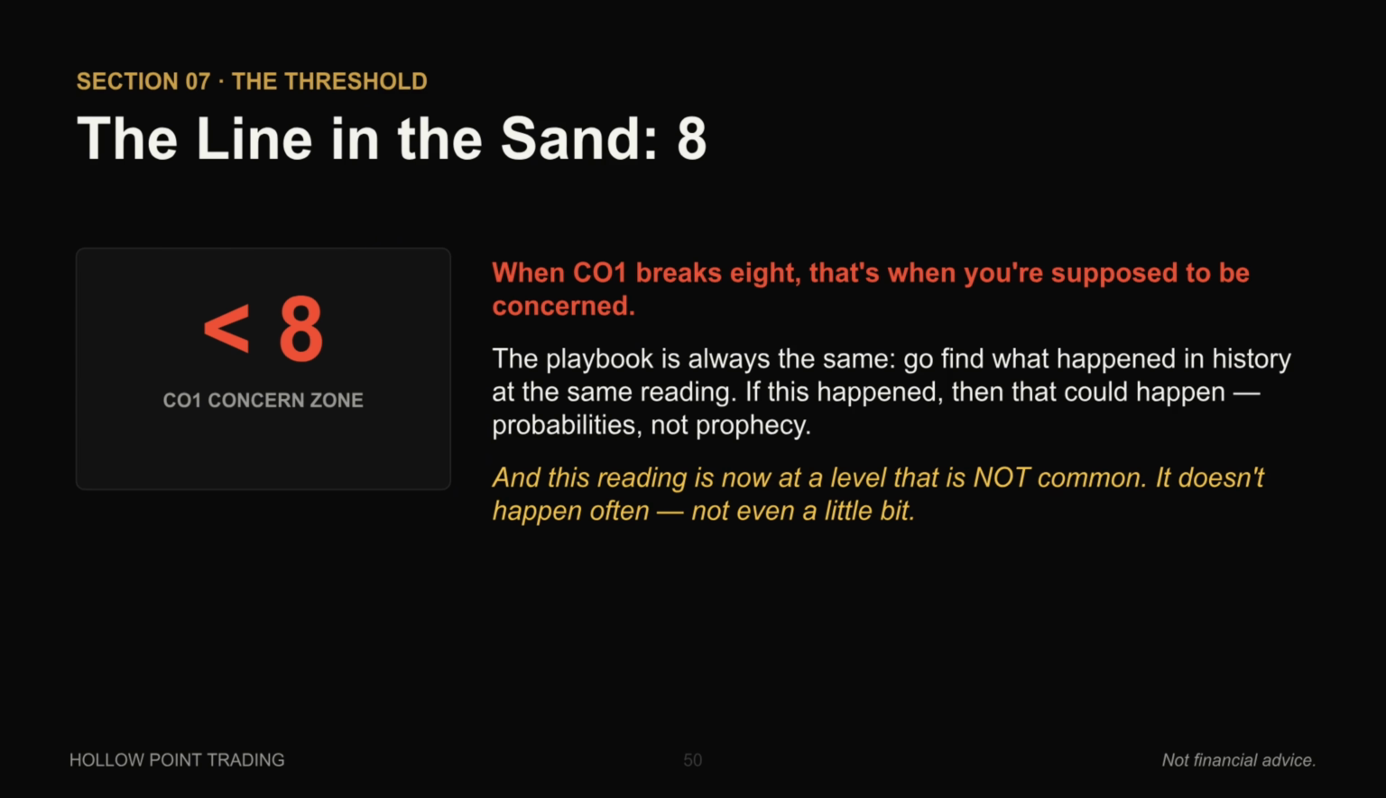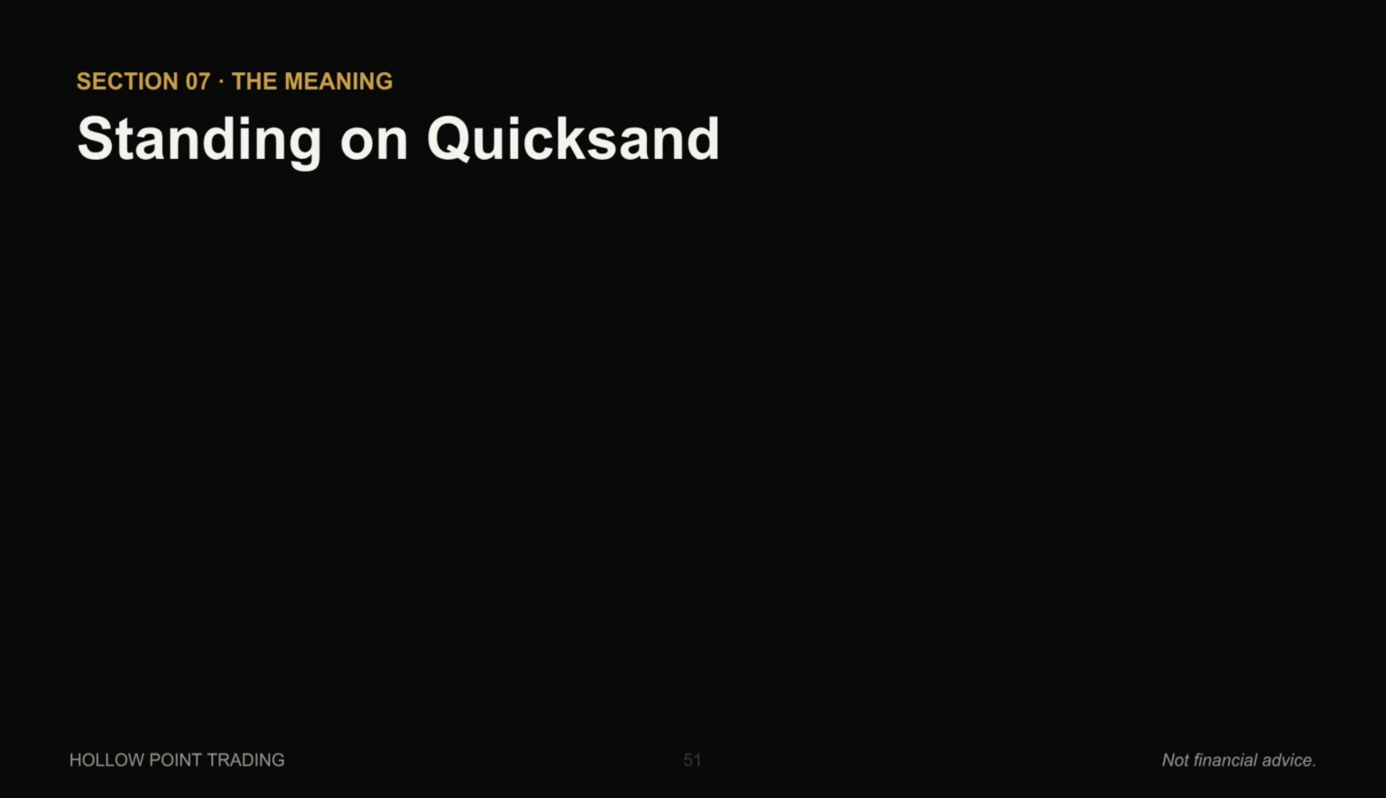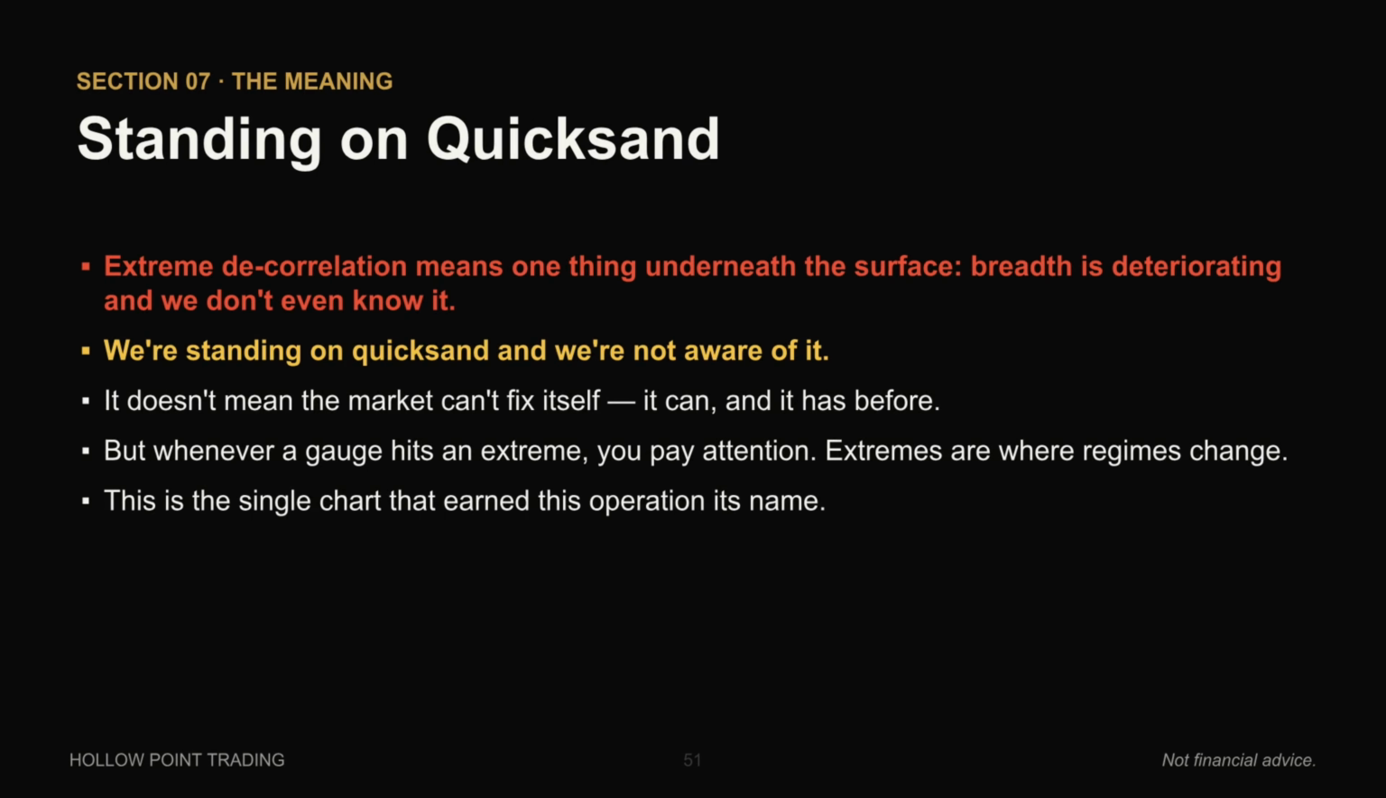A break below 8 in the CO1 index marks a significant concern zone. This is a rare, extreme reading that requires careful historical review. It is not about making predictions, but rather about understanding the probabilities and preparing for potential shifts in the market regime. Extreme decorrelation indicates underlying breadth deterioration that may go unnoticed. We are essentially operating on unstable ground.